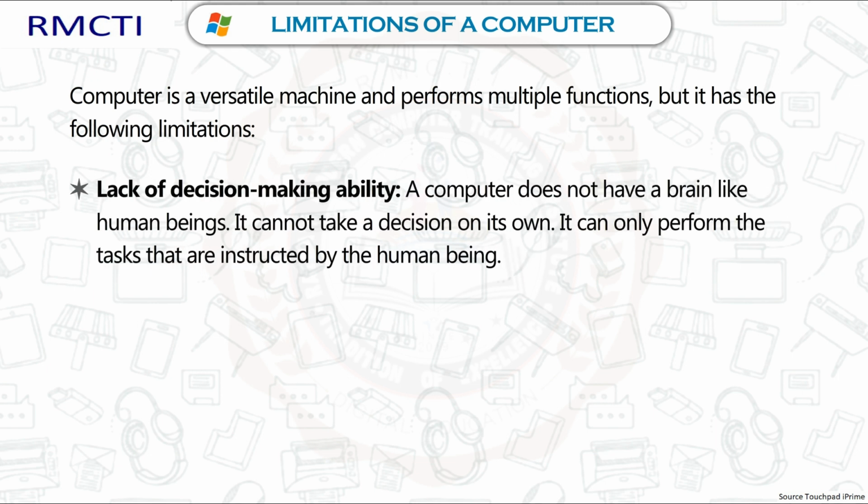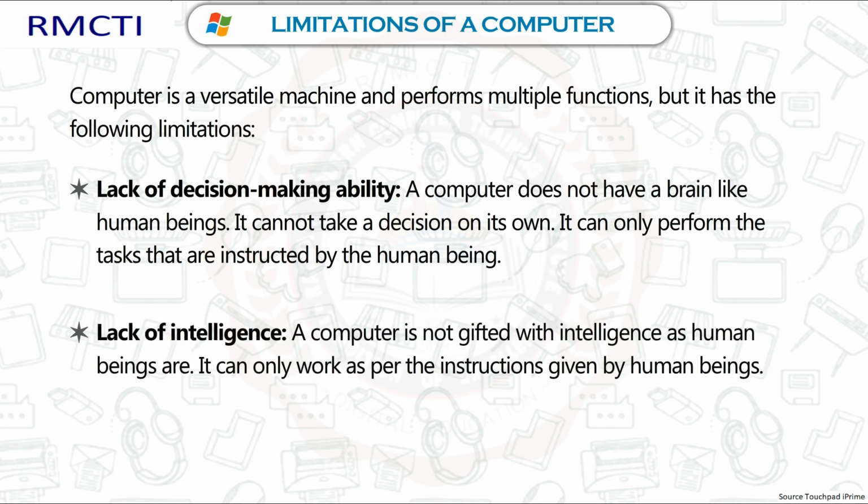Lack of decision-making ability. The computer does not have a brain like human beings. It cannot take a decision on its own. It can only perform the tasks that are instructed by the human being. Lack of intelligence. A computer is not gifted with intelligence as human beings are. It can only work as per the instructions given by human beings.